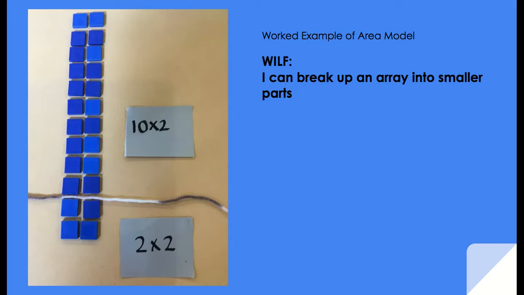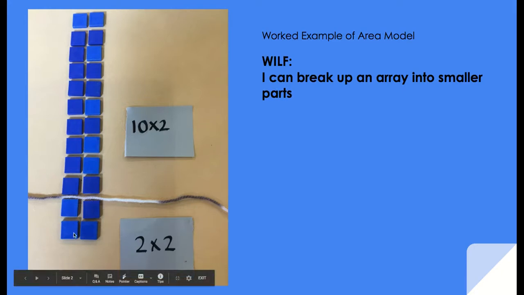Here's a worked example of the area model. So here we've shown that I can break up an array into smaller parts. So here I've broken up 10 rows of 2, and below the string is 2 rows of 2.